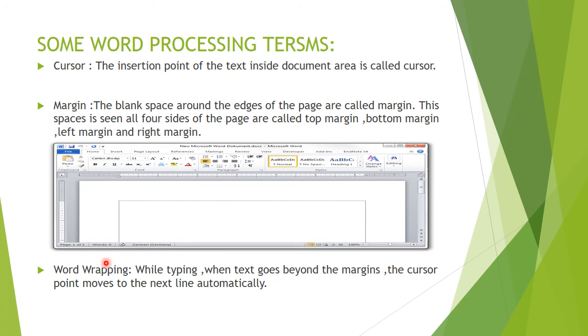Now we are talking about our topic, word wrapping. What is word wrapping? While typing, when the text goes beyond the margin, the cursor automatically moves to the next line. For example, if I write something and that text goes beyond the margin, then the cursor automatically moves to the next line. This is known as word wrapping. I just repeat again: when you type in the area and the text goes beyond the margin, the cursor automatically moves to the next line. That is known as word wrapping.